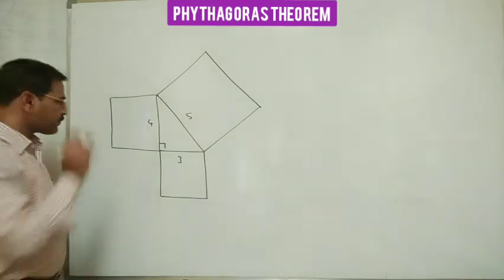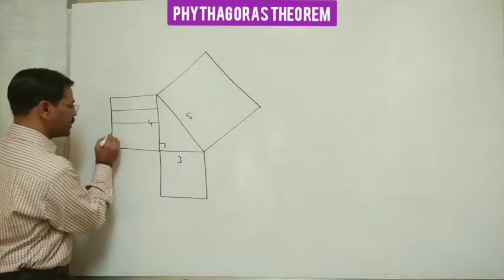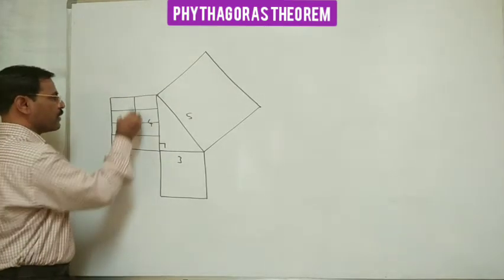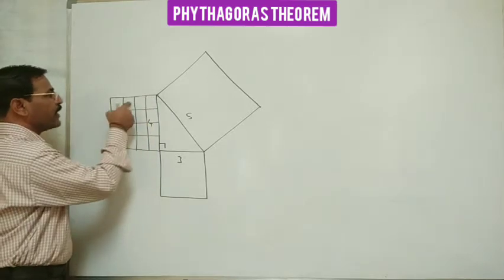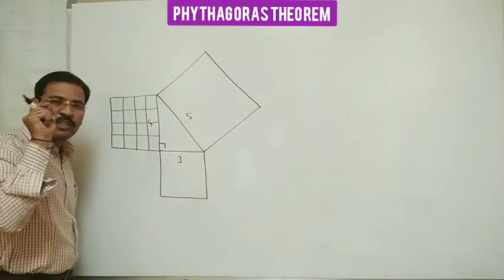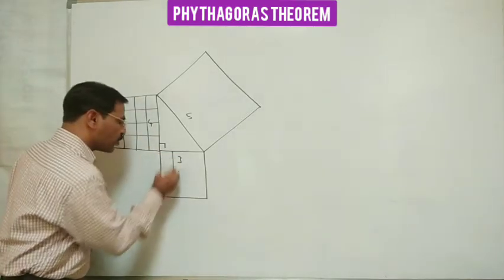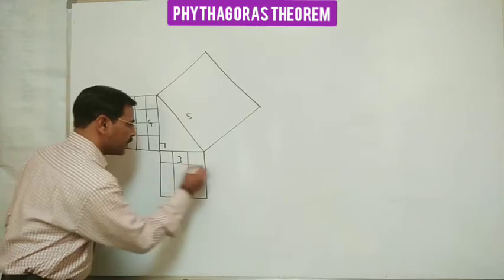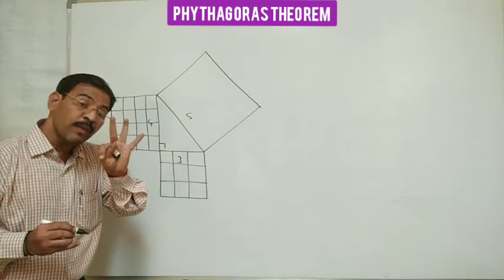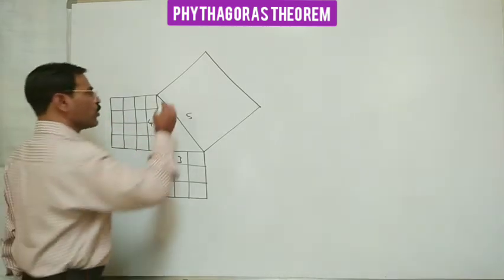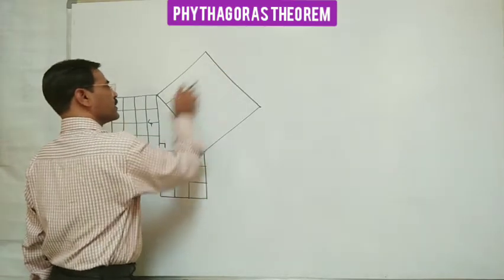Now look here friends. This is 4, means I will make 4 parts here, and here also I will make 4 parts. Just try to concentrate. How many small squares are there? 16. Here also I will draw 3. How many squares are there? 3 squares means what? 9. Now look here, here 5. Means I will take here.